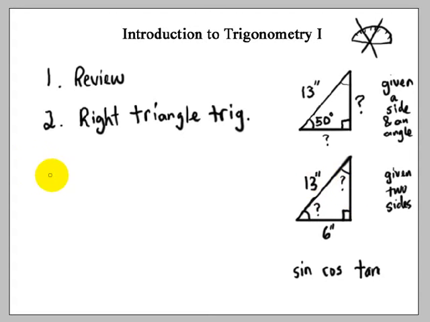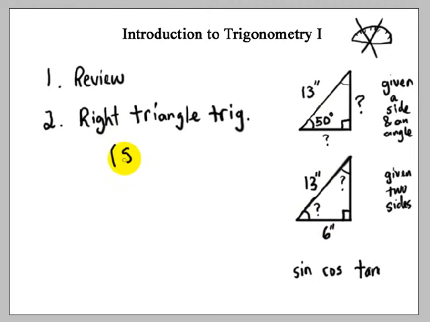Alright, so I think you guys have a basic idea of what right triangle trigonometry allows you to solve. It allows you to solve a problem like this, where you have a side and an angle given to you as a number, and you want to find one of the other two sides. It also allows you to solve a problem where you're given two sides of a right triangle, and you want to find one of the missing angles in there. So that's what it's going to allow us to do.